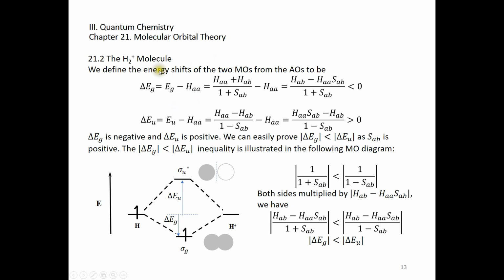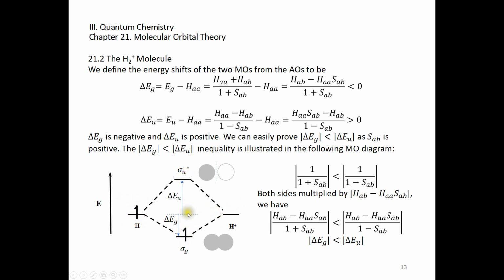We can define the energy shifts of the two molecular orbitals from the AOs: delta E sub G, delta E sub U. So now let's look at the molecular orbital diagram for H2+. On the left-hand side we have the hydrogen atom with -1/2 atomic unit energy. Over here we have H+, no electron. And then let's allow these two to interact.